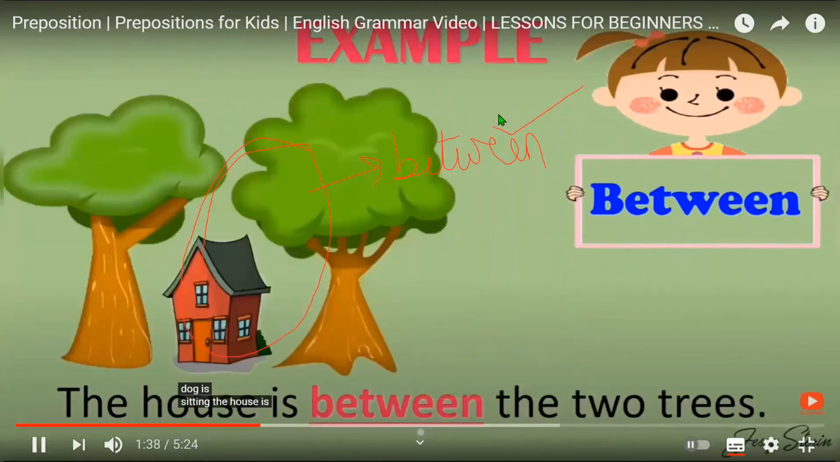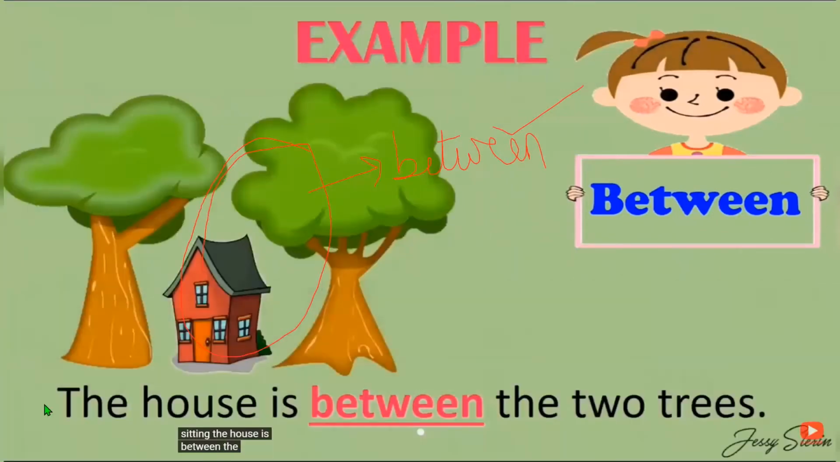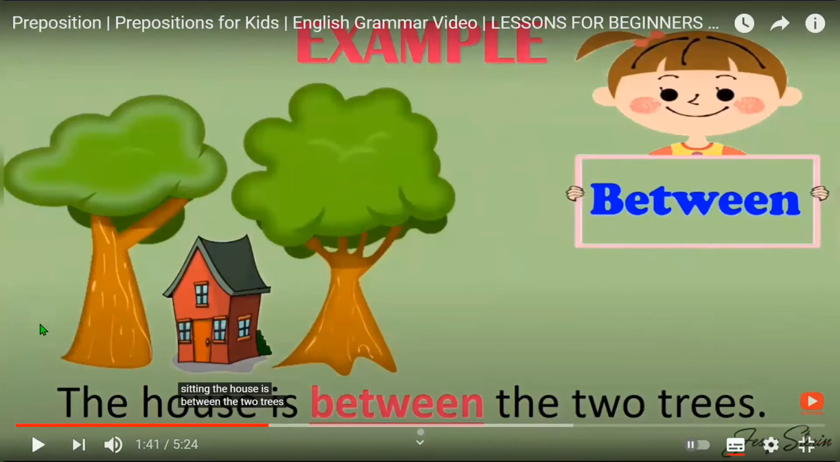The house is between the two trees. So, can you see the given picture? The house is between the two trees, right? So, this word between is telling the position of the house, that it is between two trees, all right? And between is the preposition used for the position of the house.